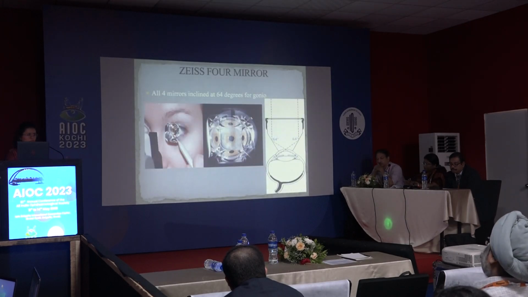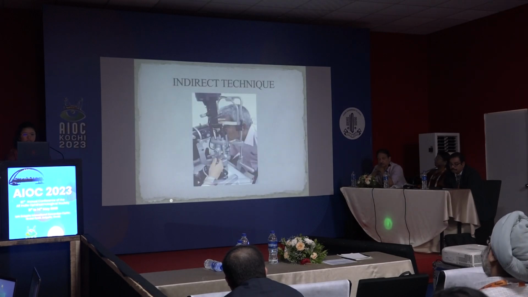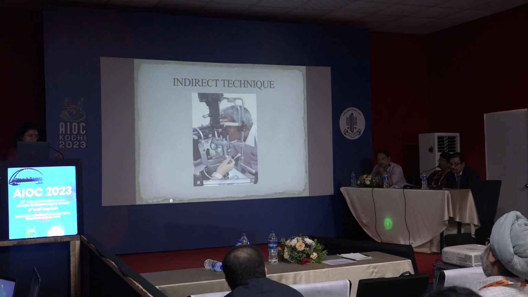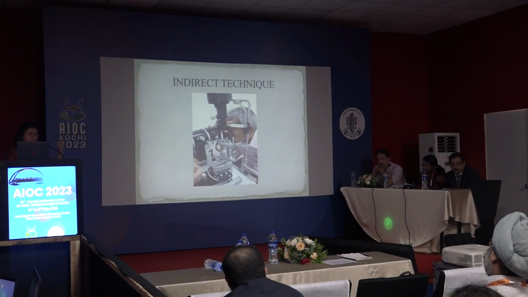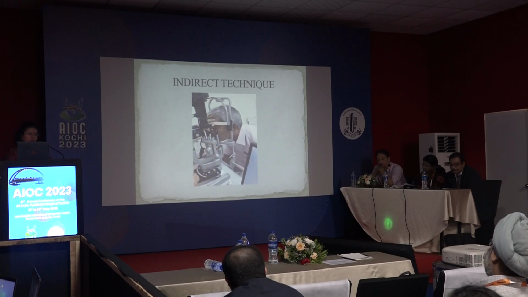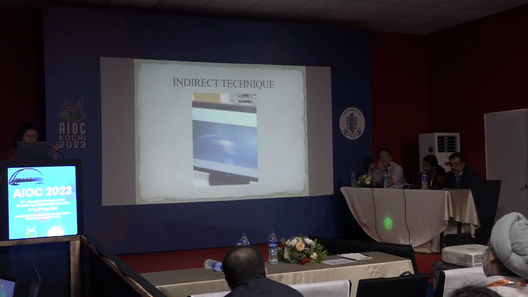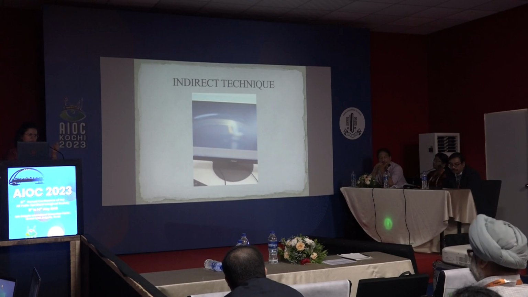Then we have the Zeiss 4 mirror, which again has 4 mirrors to visualize. So the indirect technique is the normal gonioscopy that we are doing with a Goldmann mirror. After putting a coupling agent, explaining to the patient, and anesthetizing the eye, we put in the gonioscope, and we have to make a thin slit beam.